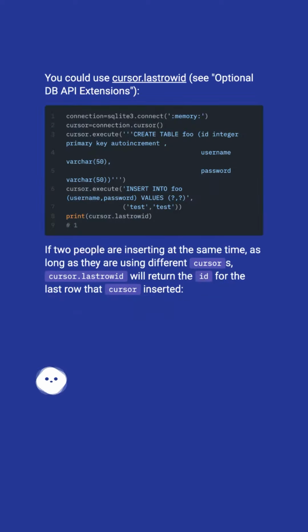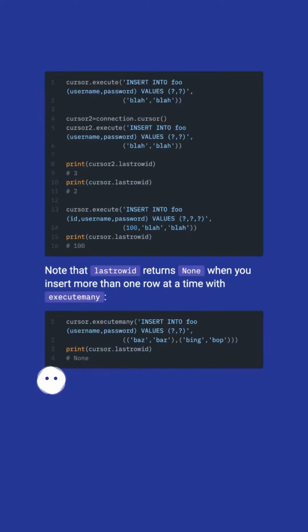You could use cursor.lastrowid, see optional DB API extensions. If two people are inserting at the same time, as long as they are using different cursors, cursor.lastrowid will return the ID for the last row that cursor inserted. Note that lastrowid returns None when you insert more than one row at a time with executemany.